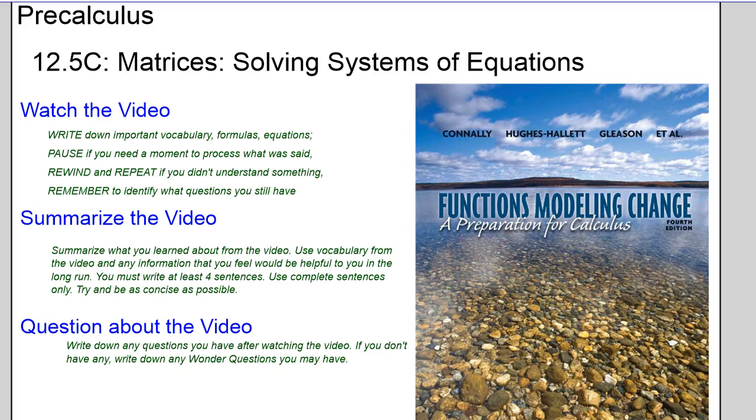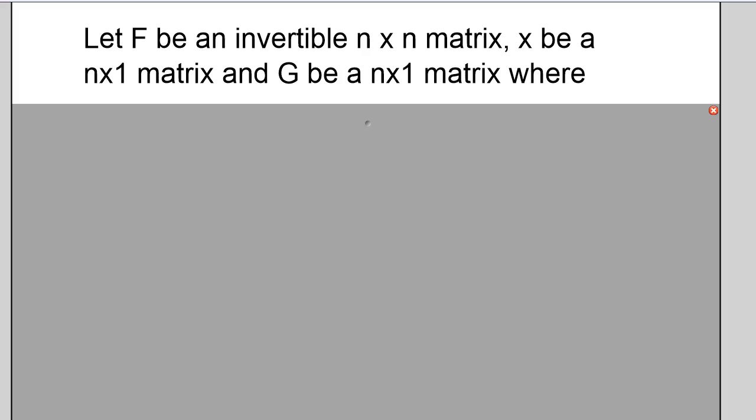And today we're going to look at how we can use what we know of matrices to solve a linear system of equations. So there's two methods we're going to look at, but first let's take a look at a matrix problem. So let F be an invertible n by n matrix, i.e. square matrix. And invertible means that F has an inverse. So that means that the determinant of F is not 0.